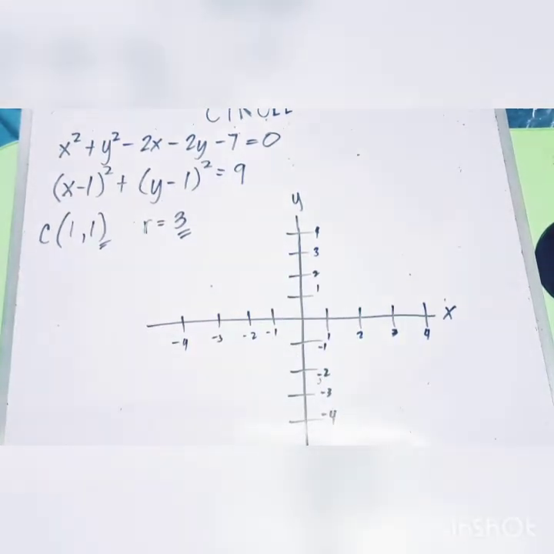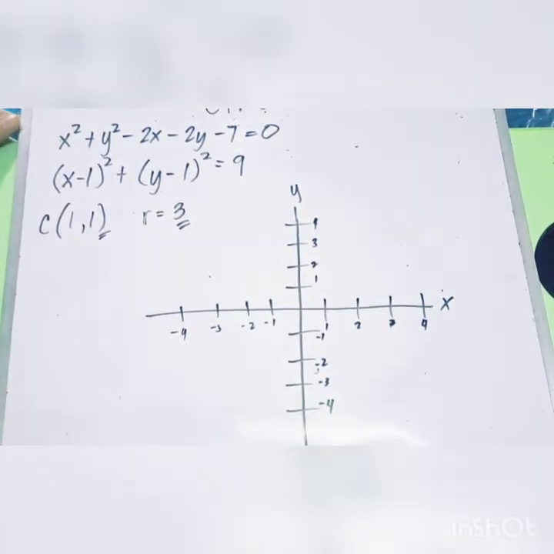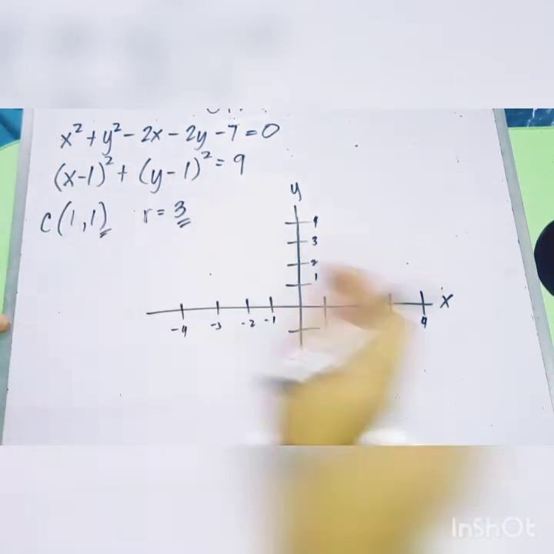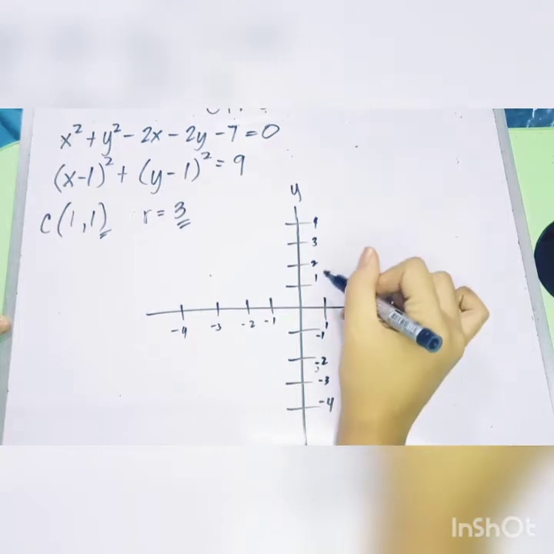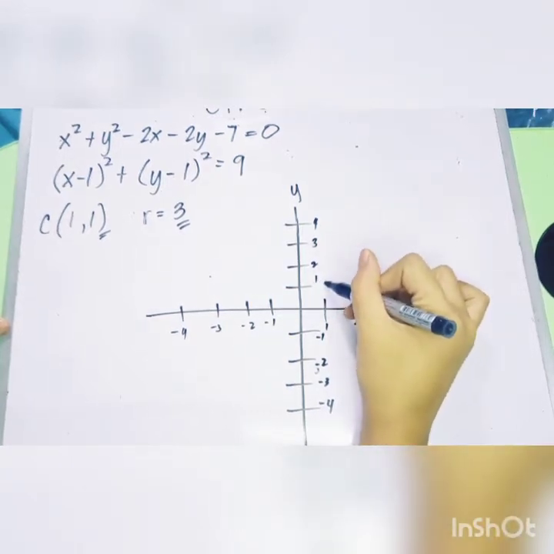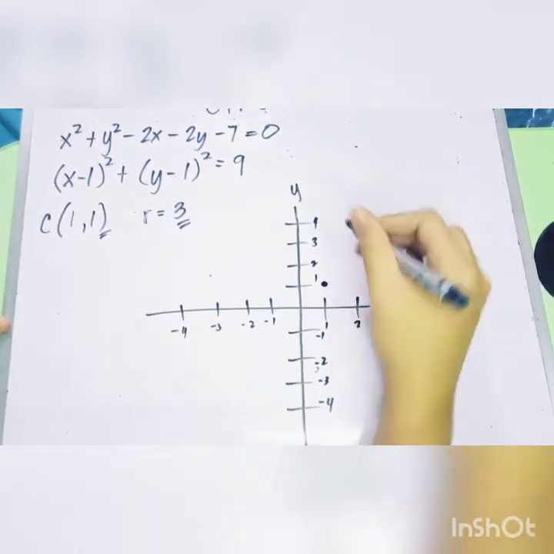Okay, now, we have to have a graph for a circle. Just simply locate the center first. So, we have positive 1 and 1, so here. So, this will be your center.